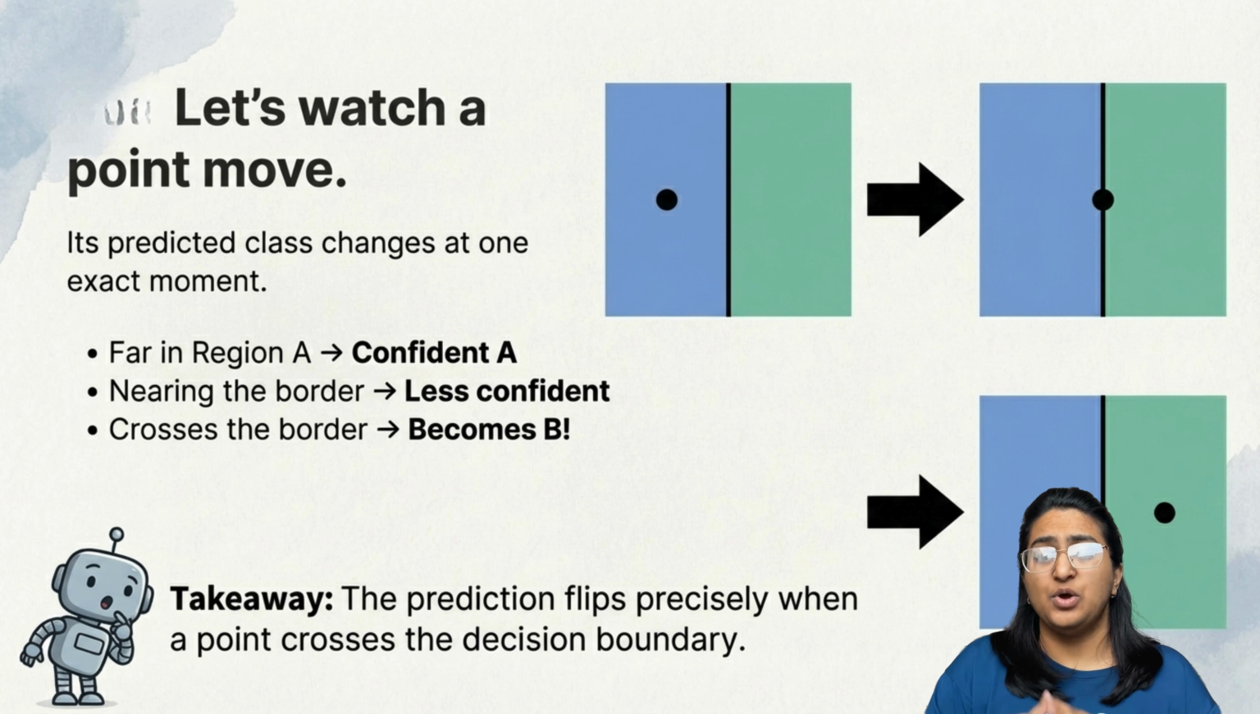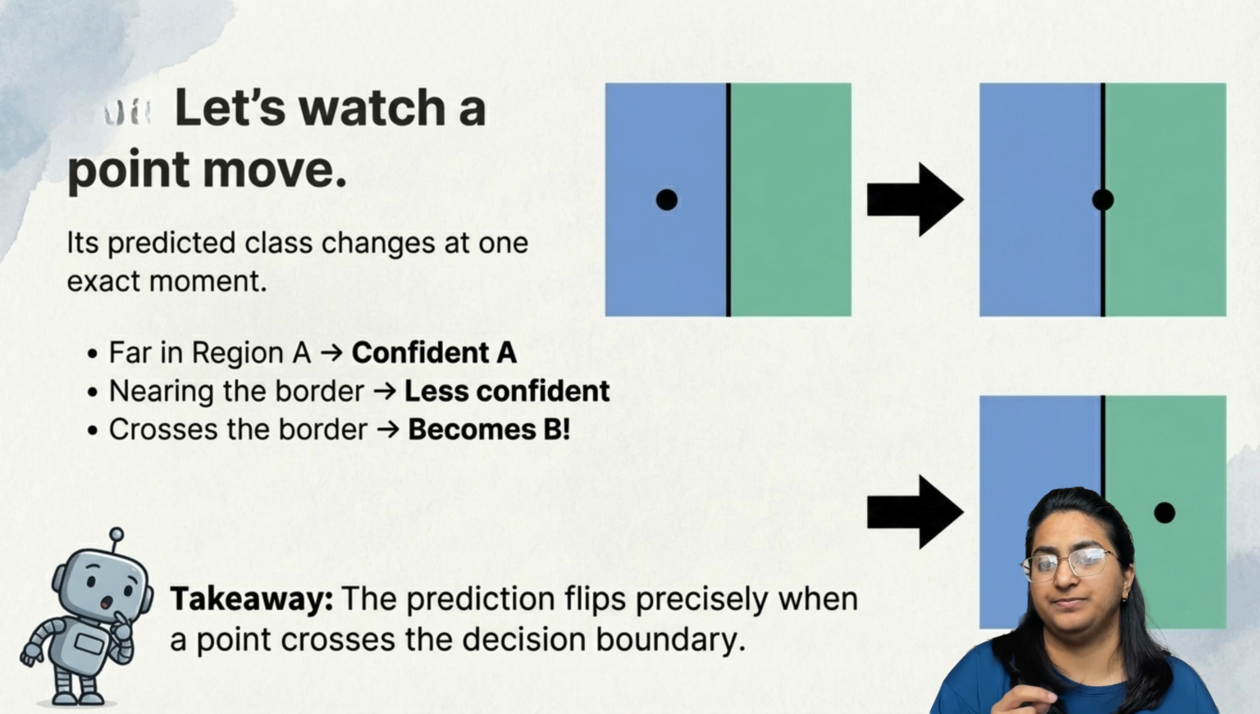Okay, here is the question: when does prediction change? Near the border or after crossing? So the answer is, it changes exactly when crossing.